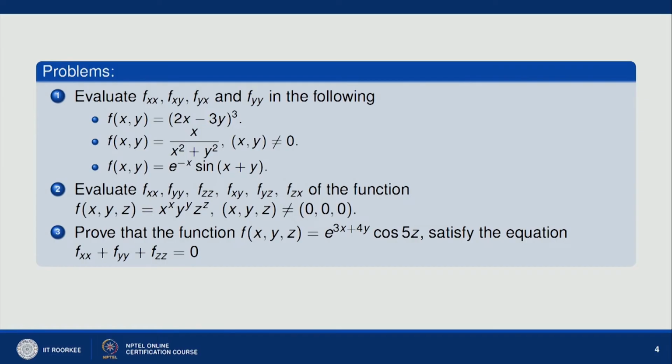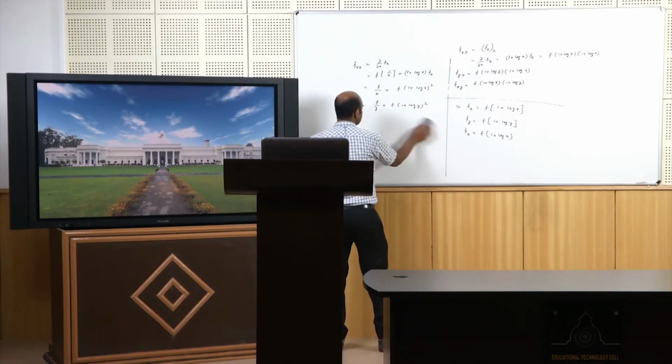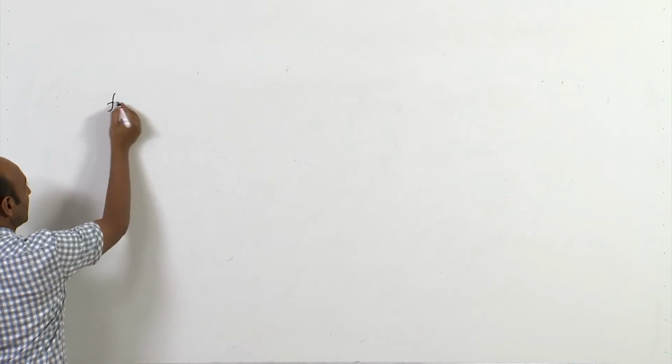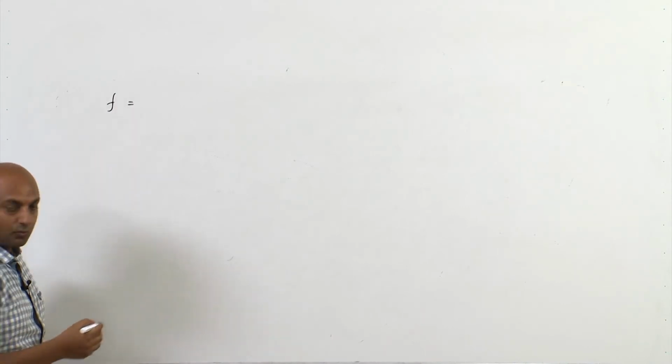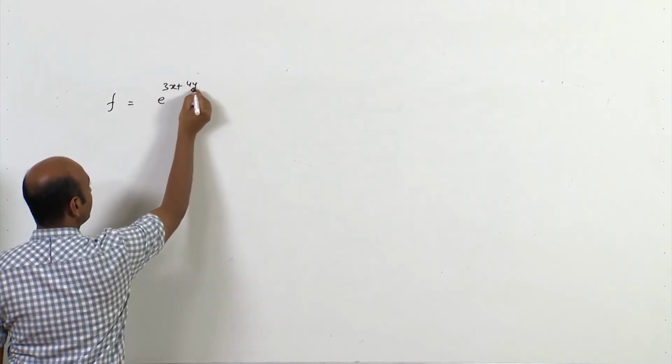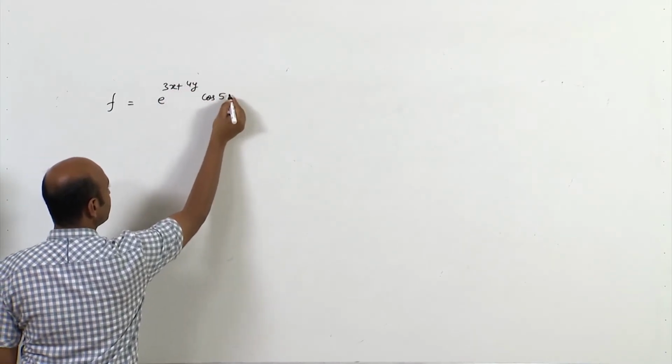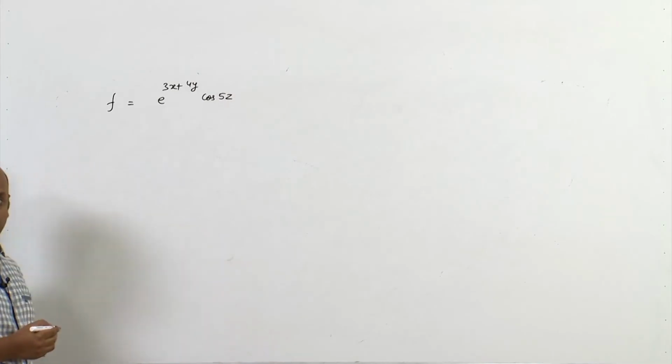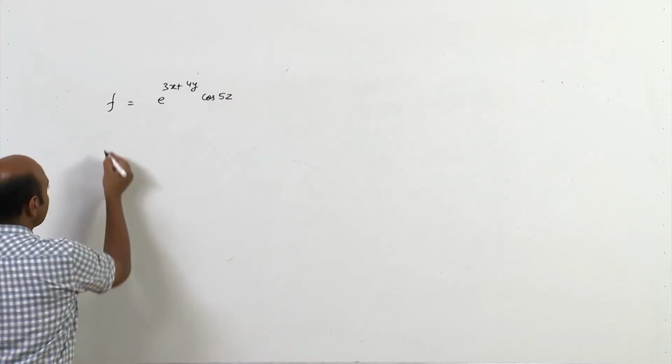Now, the next problem: prove that this function satisfies this equation. So, again this is a simple problem. Let us see how we can show this. What is f here? f is e raised to power (3x plus 4y) and cos 5z. Okay. Now, what is fx?